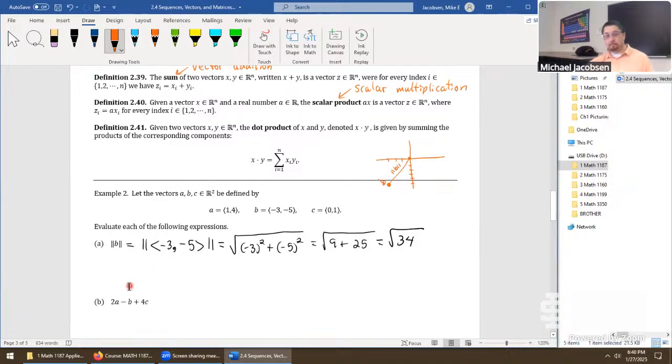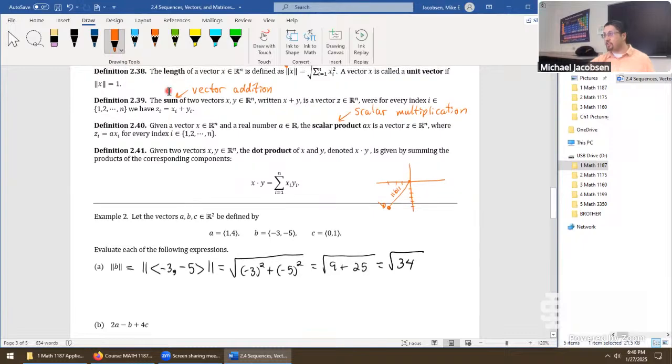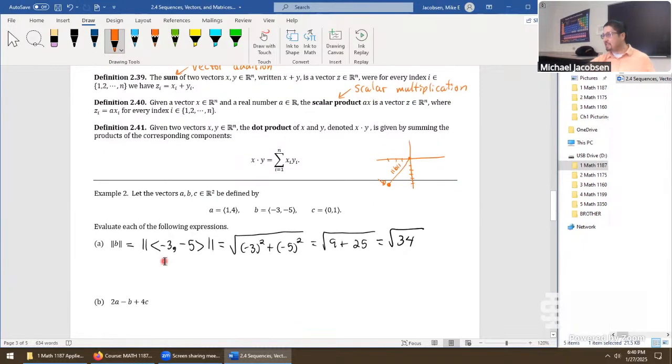Next, it looks like we have just a random arbitrary linear combination, mainly to work on dealing with the vector addition and scalar multiplication all at once. But any questions first, folks, with dealing with finding the length of a vector?